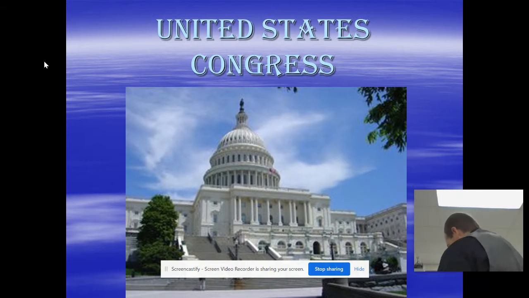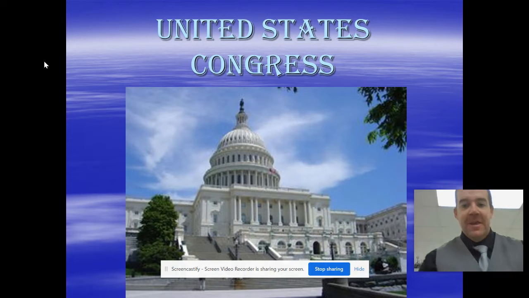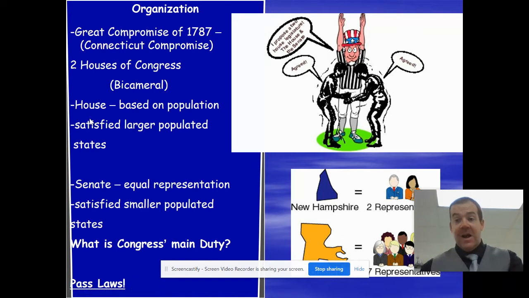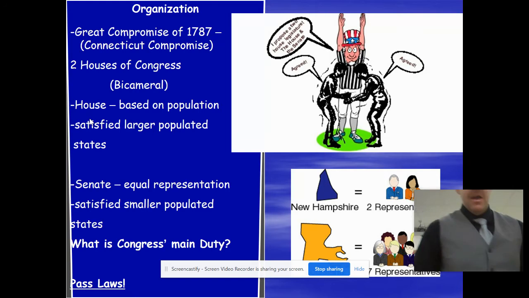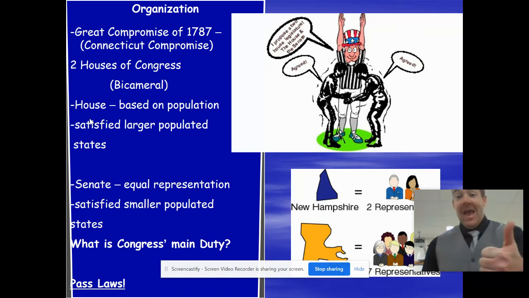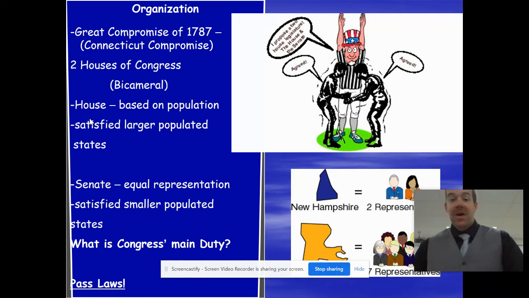So, the United States Congress is created by the first article of the Constitution. As for how it's organized, you should know this from the last unit, which was the Constitution. It is organized into two houses, the bicameral legislature. You have the House of Representatives, based off population, which is the Virginia plan, and then you have the Senate, which is based off the New Jersey plan, which is equal representation across the board. This should be review because I taught it to you in the last unit very well, I might add. But you need to know it.